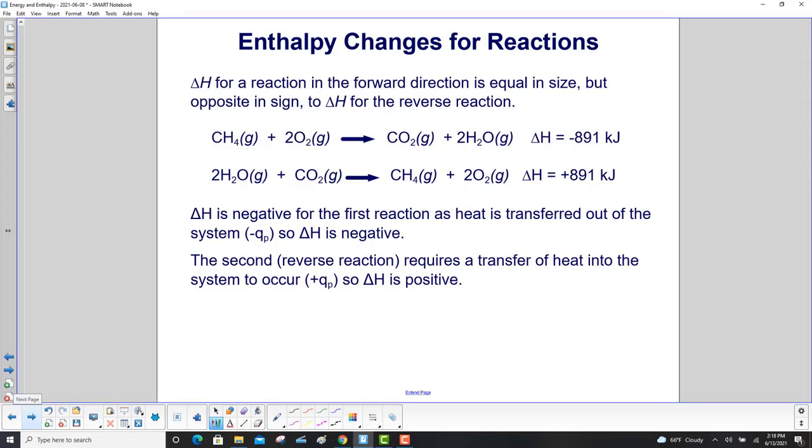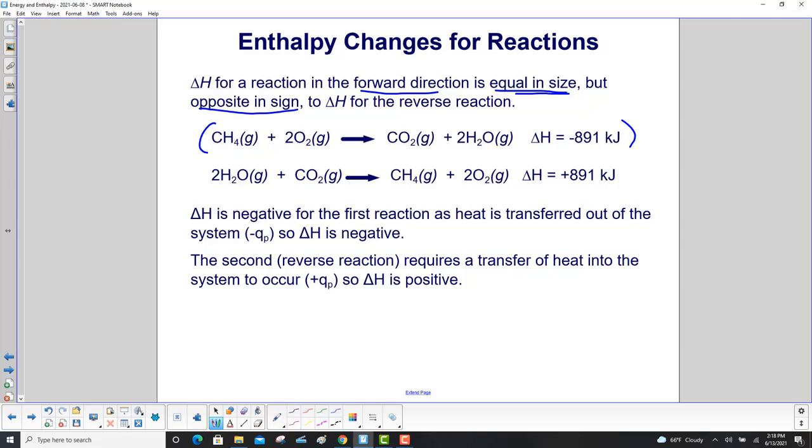The change in enthalpy for a reaction in the forward direction is equal in size, or magnitude, but opposite in sign to the change in enthalpy for the reverse reaction. So here's our first reaction. We're combusting methane. Delta H there is negative as heat is transferred out of the system. We have a negative Q sub P, so delta H is negative.